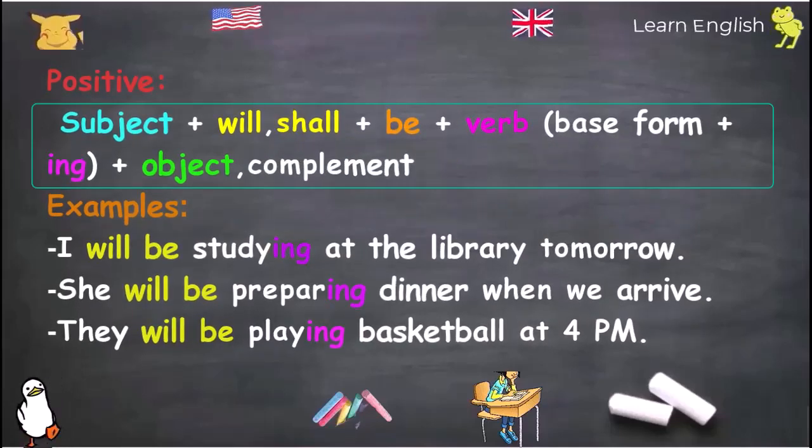Positive: subject, plus will or shall, plus be, plus verb base form plus -ing, plus object or complement. Examples. I will be studying at the library tomorrow. She will be preparing dinner when we arrive. They will be playing basketball at 4 o'clock.